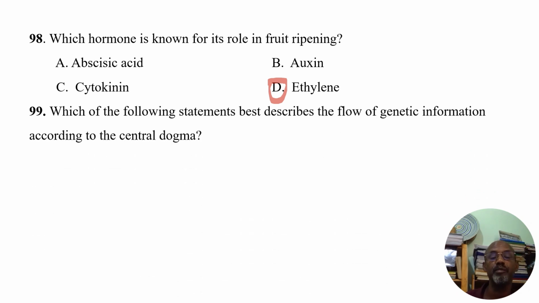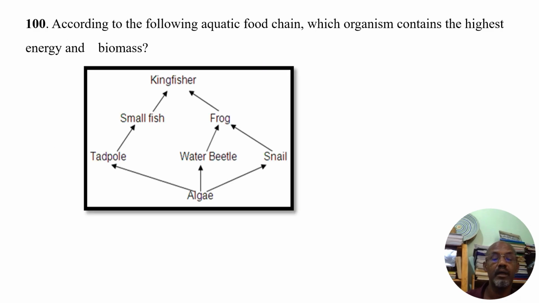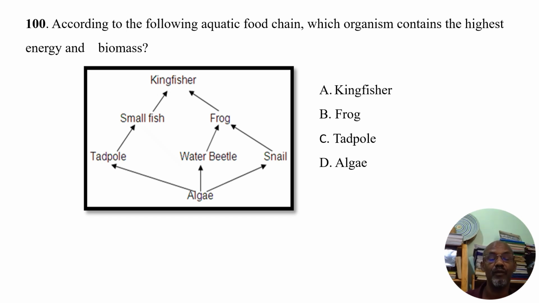99. Which of the following statements best describes the flow of genetic information according to the central dogma? That means from DNA to RNA to protein. That is, A is the answer. And the last, according to the following aquatic food chain, which organism contains the highest energy and biomass? As we move from producers to the last consumer, the amount of energy decreases. Biomass also decreases. In this case, the highest biomass is found in the algae community. Thank you very much. I'm done.